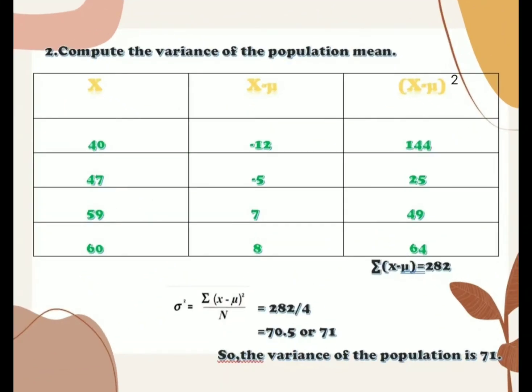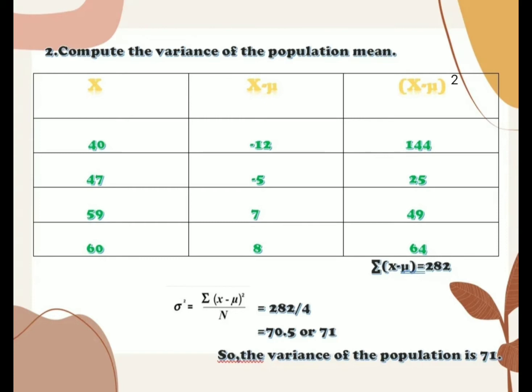Step 2. Compute the variance of the population. Here, we can see a 3-column table with the elements of the population, also denoted by x, on the first column. The difference between the x and the mean of the population on the second column, and the difference between the x and the mean of the population squared on the last column.